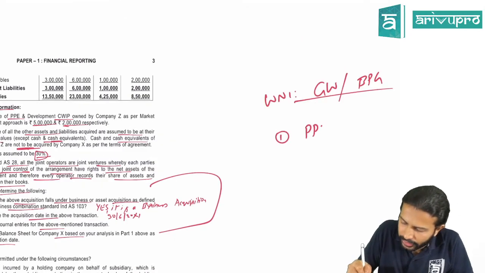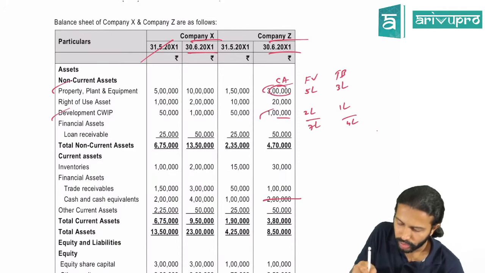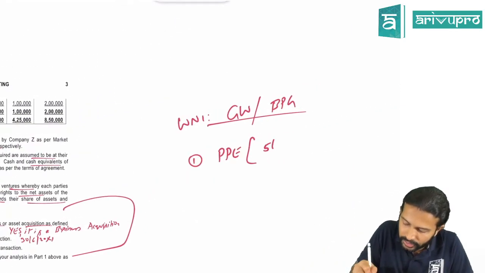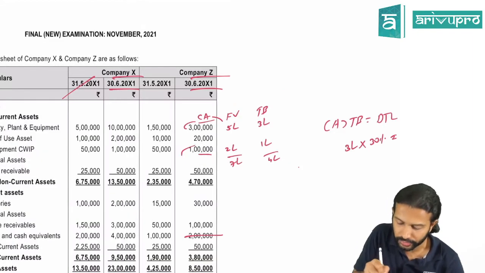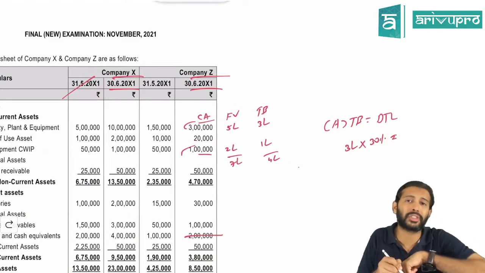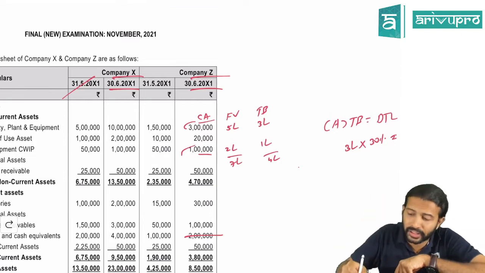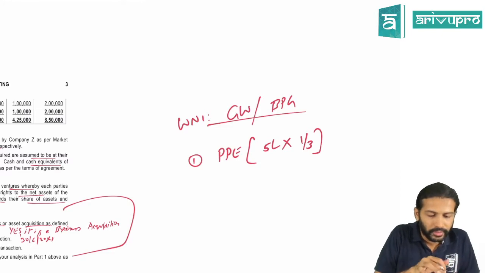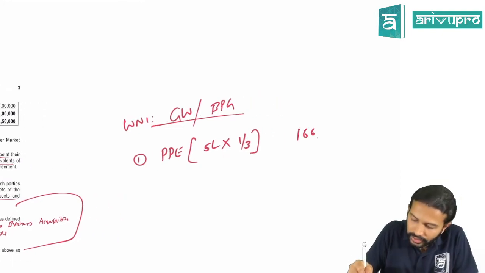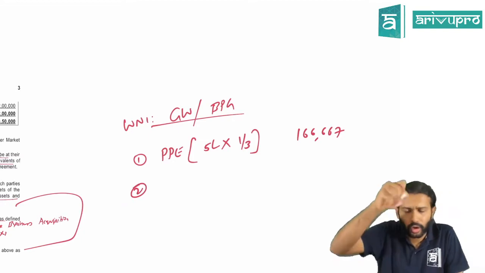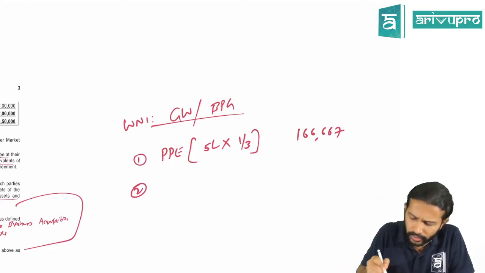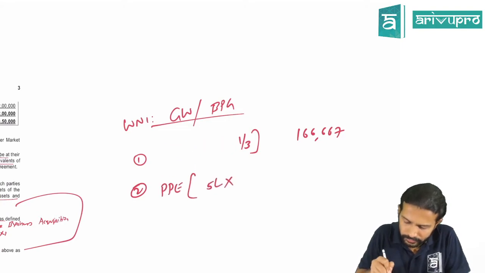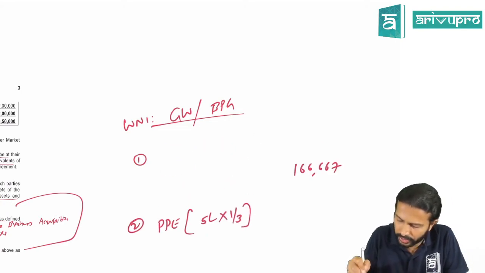Now PPE, will you take it at 3 lakh? No. We need to take fair value. Fair value of this PPE, they have given as 5 lakh. But this is for 100%. This is the total assets of Z. X did not acquire 100% rights of Z. They acquired only 1/3, right? Because 2/3 went to Y. So for 1/3, how much is it? 5 lakh into 1/3 will be 1,66,667. Like this, all the assets one by one you jot down. Or if you want, you can just do it like this also. One minute. Maybe we'll present it in the actual format itself.